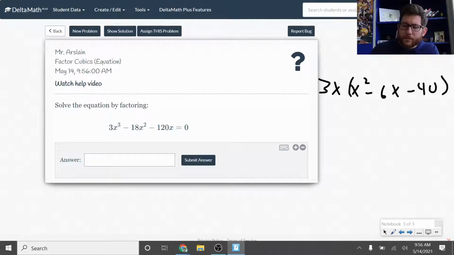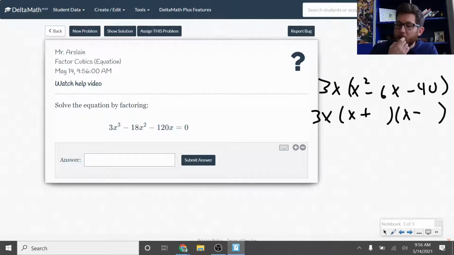Notice in this case I've got a positive and a negative, so it adds up to be a negative and multiplies together to be a negative. So when we see something like that, we know that we're going to multiply together an x plus something and an x minus something, because a positive and a negative multiplied to be a negative. We also know that the minus something here would be larger than the plus something because they add together to be a negative answer.